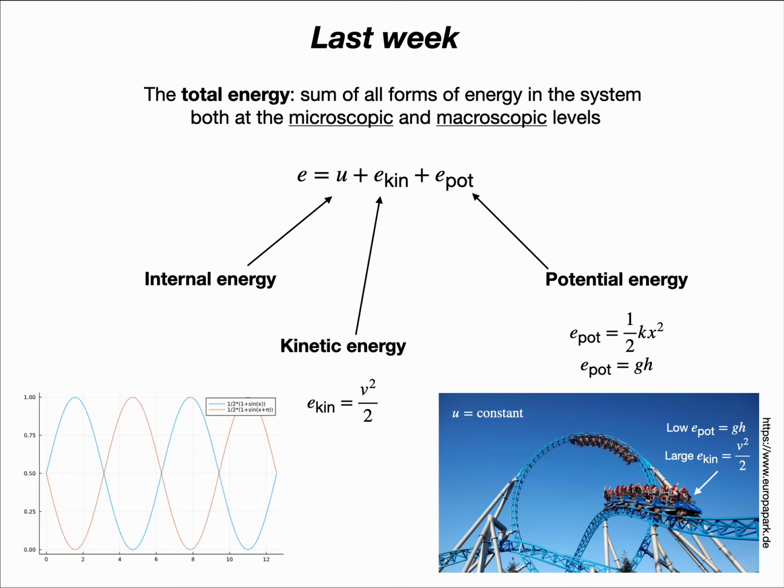Coming to mechanical systems, we've introduced the notion of total energy. So we have the total energy E, which is the sum of internal energy plus kinetic energy and potential energy. We've introduced different types of potential energy, being gravitational potential energy or elastic strain energy, and the kinetic energy defined here.